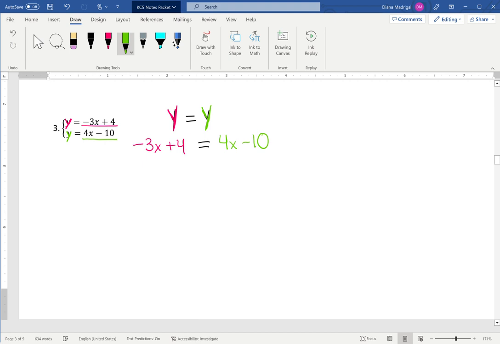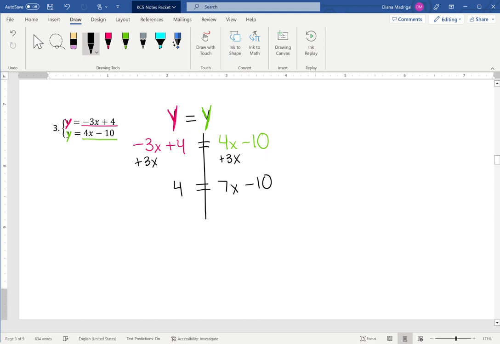And then after that, we'll go back to solving equations, back to what we have learned in KC4. Solve for x. You have two numbers on the left, two numbers on the right, which means get rid of whatever number you want. It doesn't matter at this point. So I'm going to get rid of this negative 3x. I'm going to add 3x to both sides. So now I have 4 equals 7x minus 10.